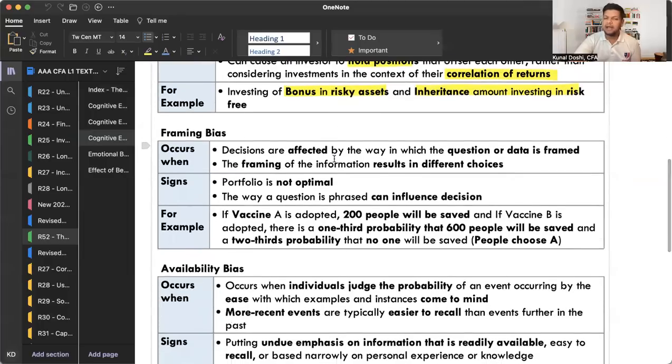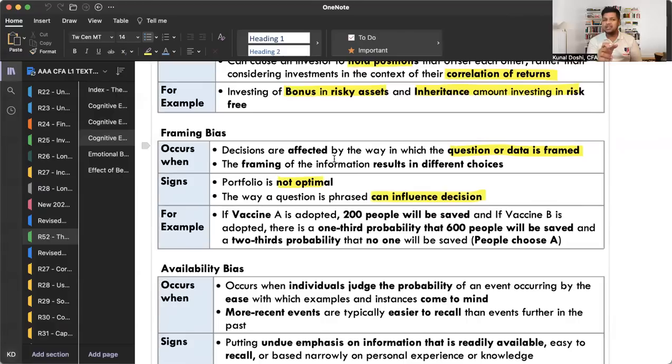Now comes framing bias. Framing bias is one of my favorites, because this is how the media works. You know what the media do? They ask the question in a manner that you have to answer it that way. So decisions are affected by the way the question is framed. Again, the sign is that the portfolio will not be optimal, and the way the question is put can influence your decision.